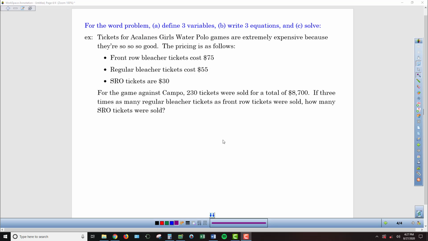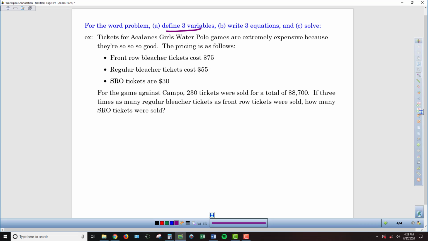So in our last example, we have an application of how we can use three equations and three variables to solve a problem. Here we have tickets to the Auckland Girls Water Polo games priced at $75, $55, and $30. We're kind of a big deal, so hence the inflated prices. And then we've got some more information about how many tickets were sold, how much we brought in revenue, and so on. But the first thing we've got to do is define three variables.